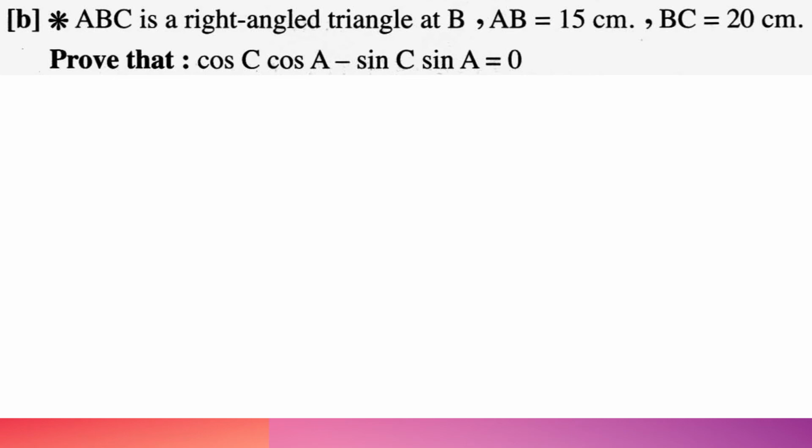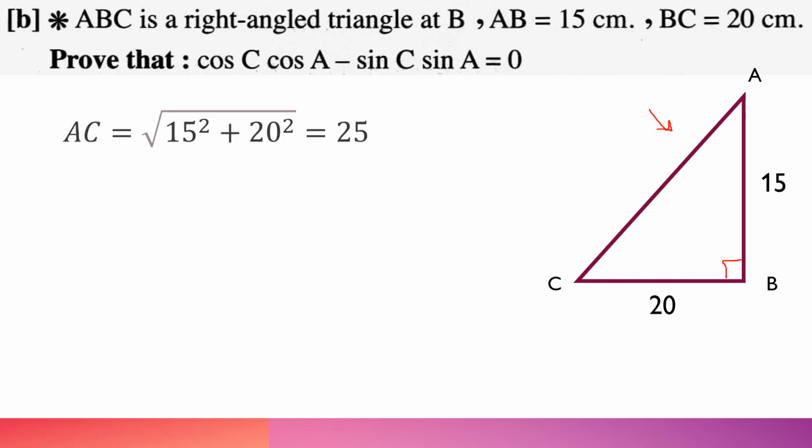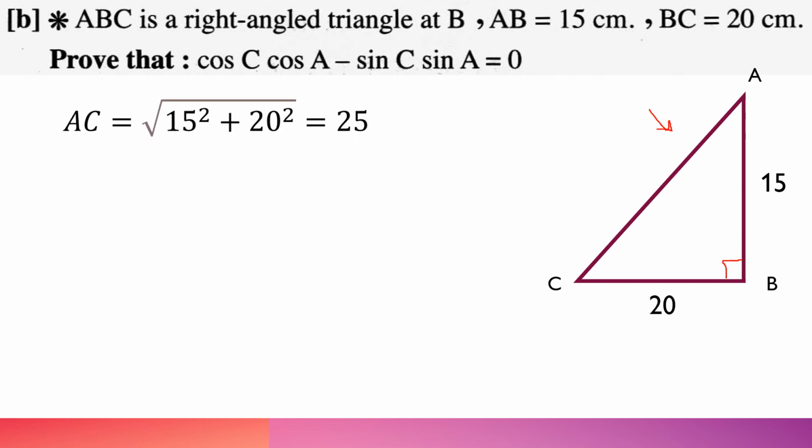The last question we have is question B. ABC is a right angle triangle at B. Here is the right angle. AB equals 15 centimeter and BC equals 20 centimeter. So what remains for me now is to find the hypotenuse. So it is root of 15 power 2 plus 20 power 2 which gives 25. So my hypotenuse is 25. He asks us to prove that cosine C times cosine A minus sin C sin A equals 0.